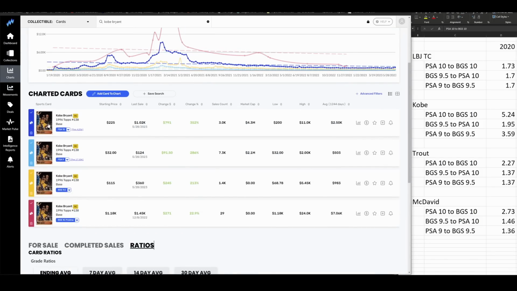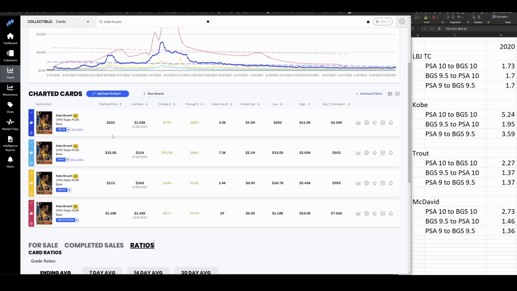Here we have the 1996 Kobe Topps Base. Nothing crazy here. Very popular card. Widely available. Back in 2020, the PSA 10 to BGS 10 ratio was 5.24. BGS 10 sold for almost 1.2K. PSA 10 sold for $225. That is a massive gap between those two.